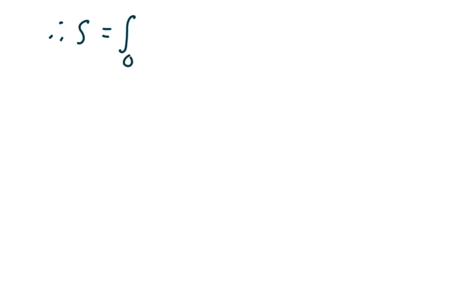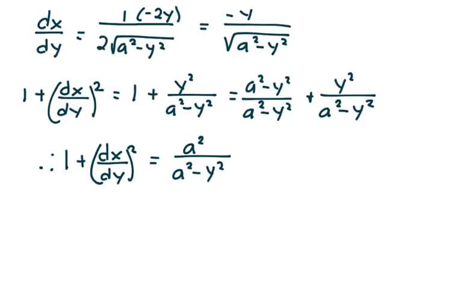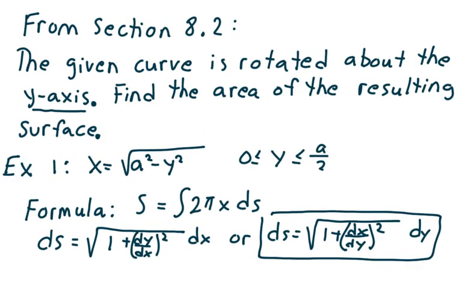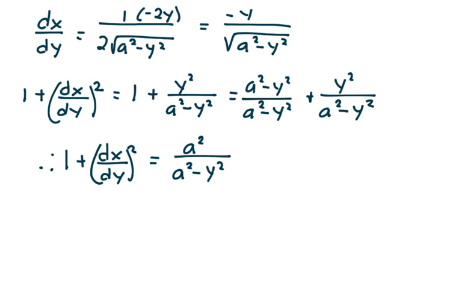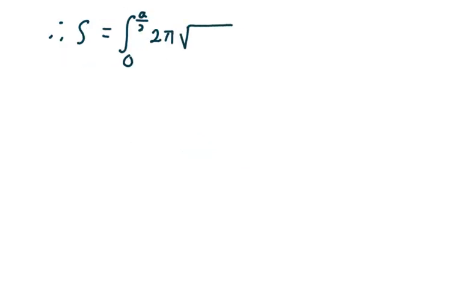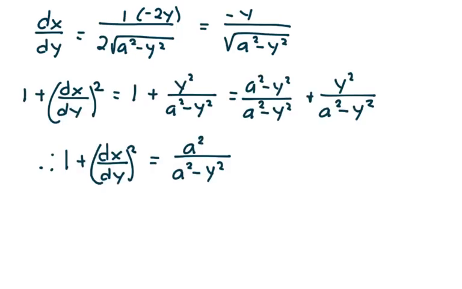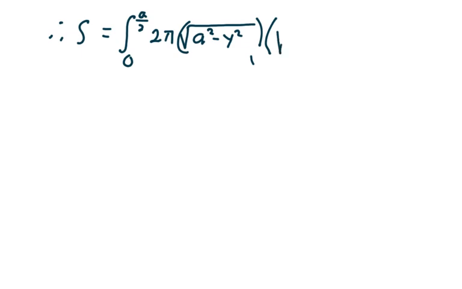Lower limit is 0. Upper limit is a over 2. And it's going to be 2 pi times. Now, x, let's come back, is the square root of a squared minus y squared. So we get the square root of a squared minus y squared. And I'm going to multiply by the square root of a squared over a squared minus y squared. And I'm going to integrate this with respect to y.